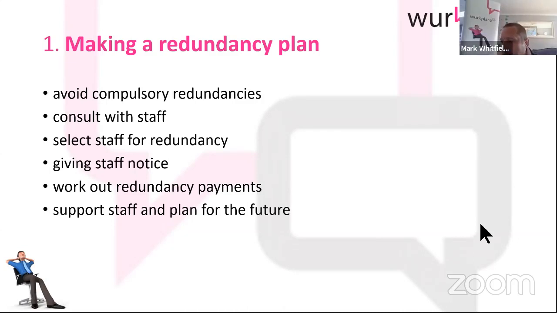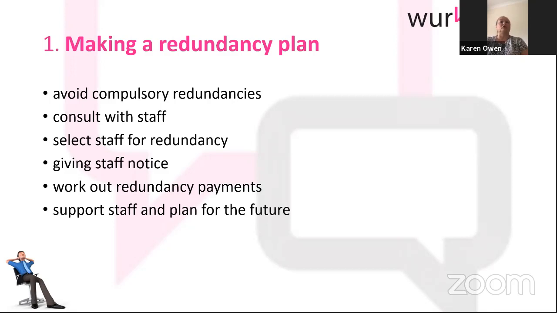Thanks, Karen. So let's go through the 11 steps then. Moving on to step one, making a redundancy plan. If you are making a redundancy plan, this will help you manage each step of the redundancy process. It should show how the company will avoid compulsory redundancies. You should show how you're going to consult with staff. You should also show how you're going to select staff for redundancy. You should be looking at how you're going to be giving staff notice, working out redundancy payments, and also, really important, supporting staff and plans for the future.